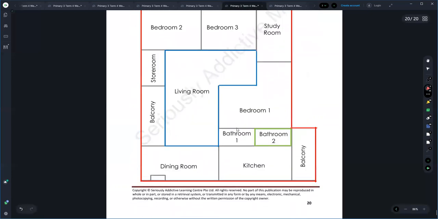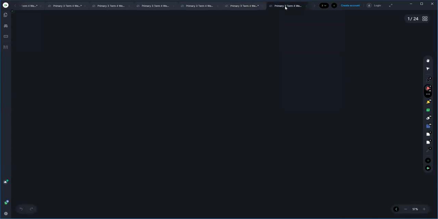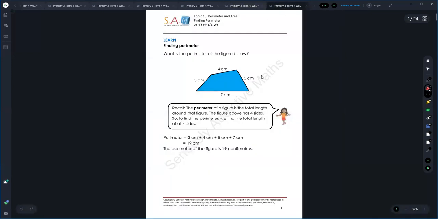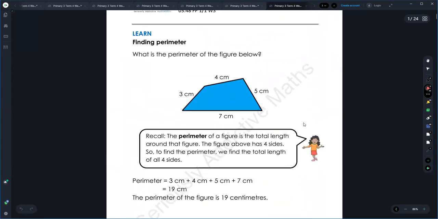Okay, so this one you can demonstrate, right, with them how it works, or if you think they should be able to manage as homework, that's fine as well, right? Do it as homework. And then move on to the third book. Right, the third book will be on finding the perimeter of a figure. Okay, so this is quite easy.